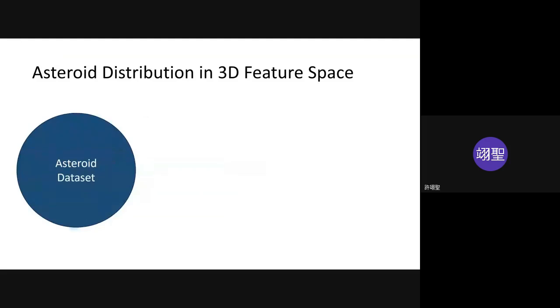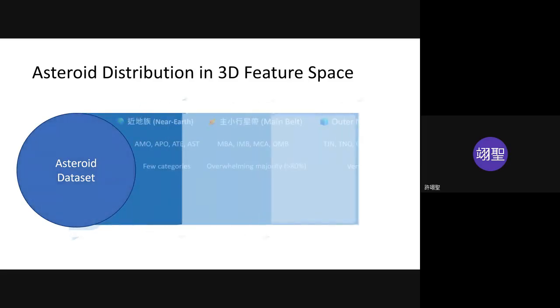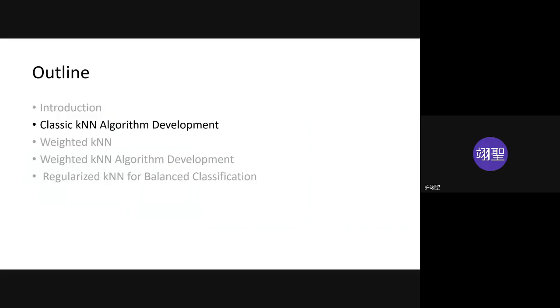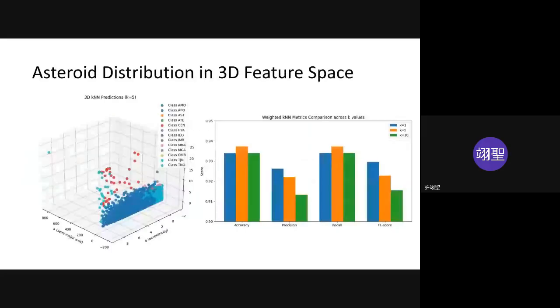Perfect. Go ahead. So for our Osprey data set, we have 287,000 asteroids across 30 orbit classes. The 3D features we used clearly show the extreme imbalance, where we separate into 3 classes. The main belt asteroid dominates over 80% of all samples, while the near-Earth and outer Neptunian classes are rare. This imbalance motivates our work on weighted and regularization KNN approaches. And now we're moving on to the classic KNN algorithm development.